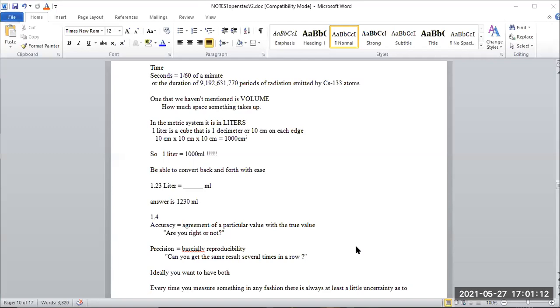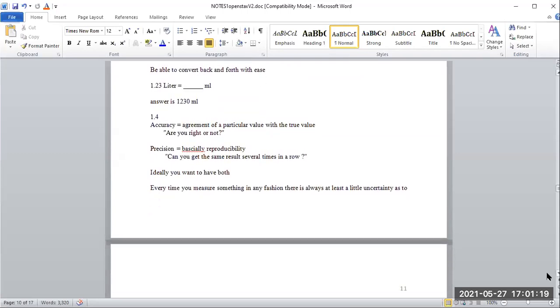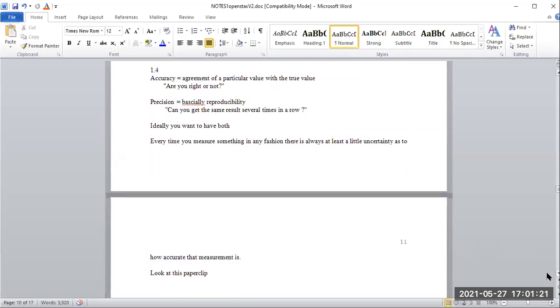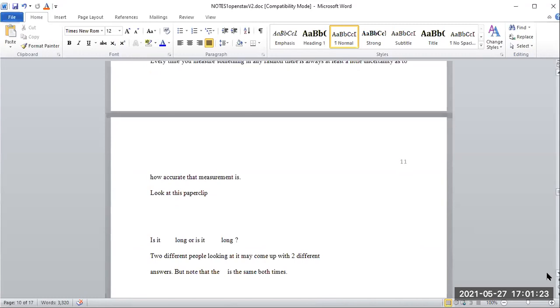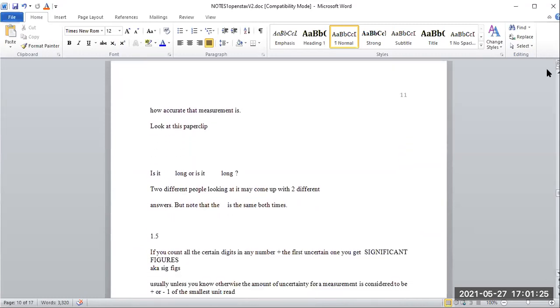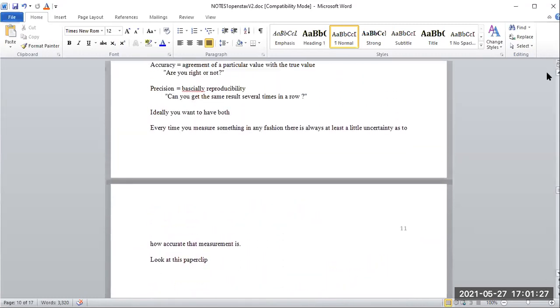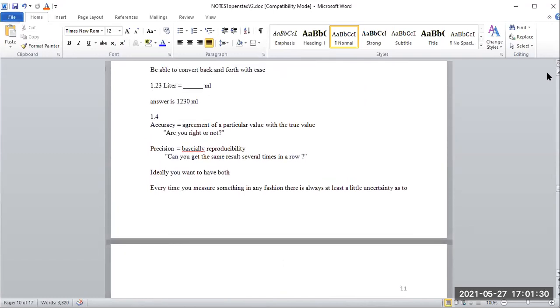All right, more topic switches. Accuracy and precision. I'm going to end up switching over to the whiteboard to draw the paperclip thing because otherwise it doesn't make any sense. Accuracy and precision. Commercials often do not use the terms correctly.